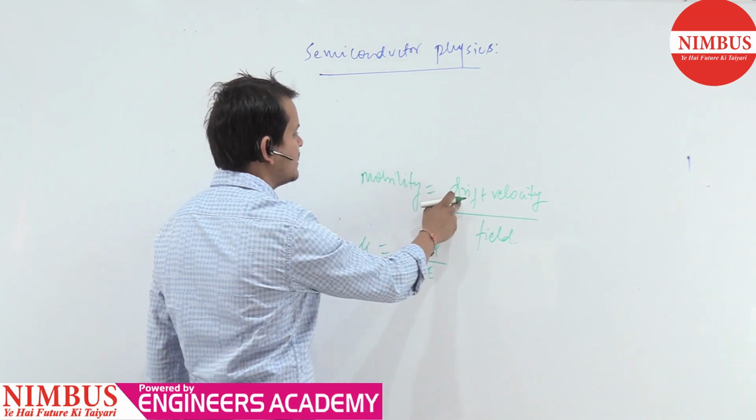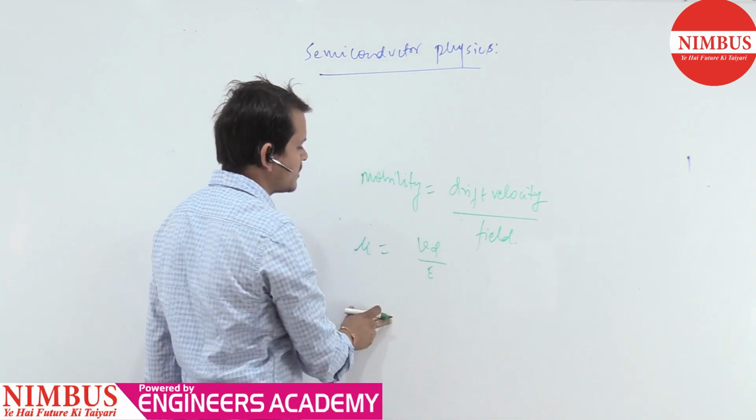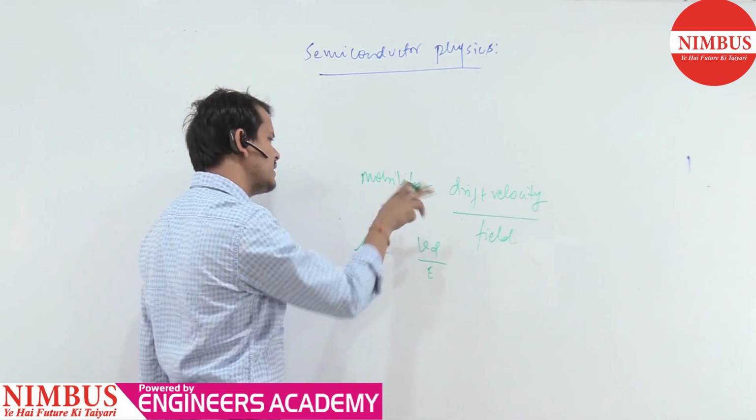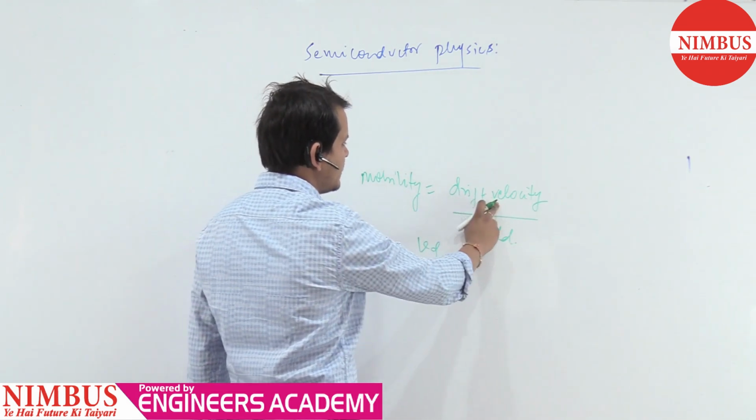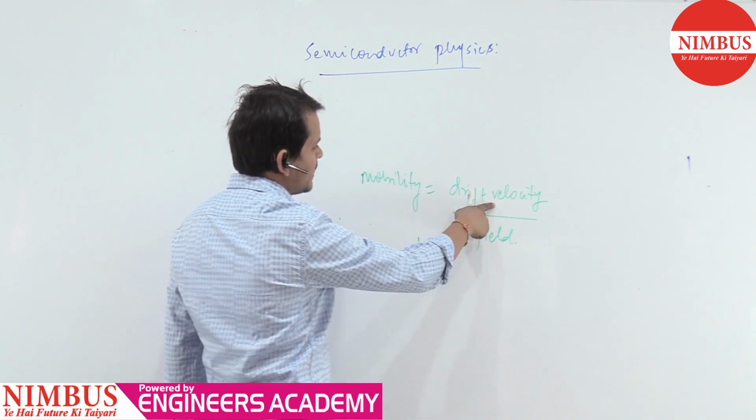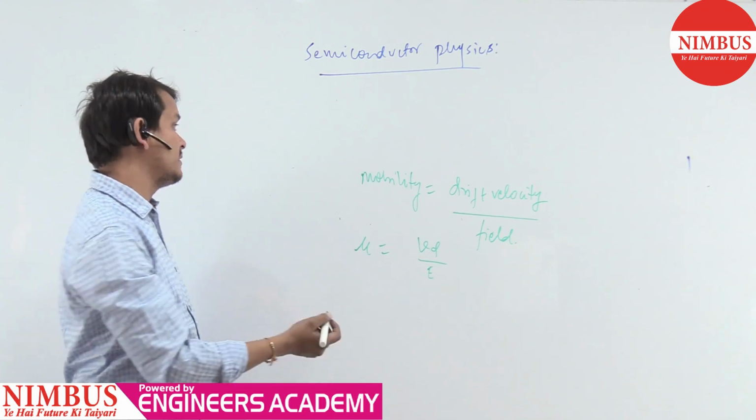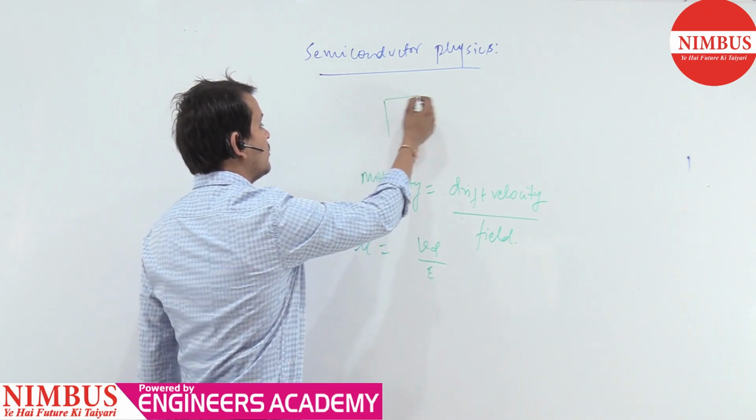So why do we call it drift? Because I just apply the force, so I call it the drift. So why do we call it velocity? Roughly we take speed, but I use the word velocity only whenever we have a vector quantity. Because I say mobility. What is mobility?